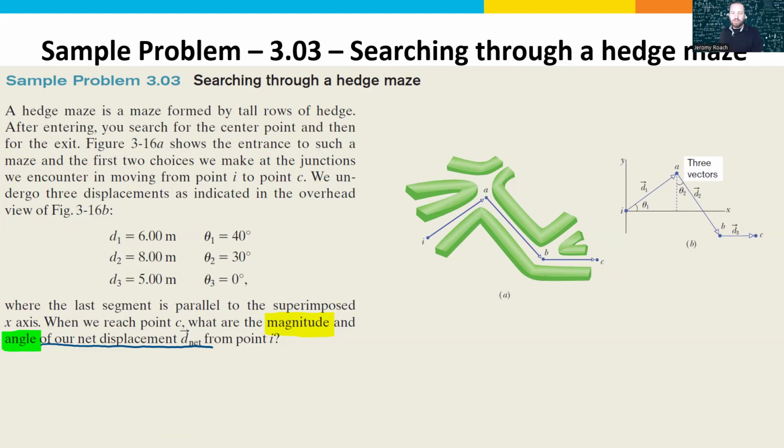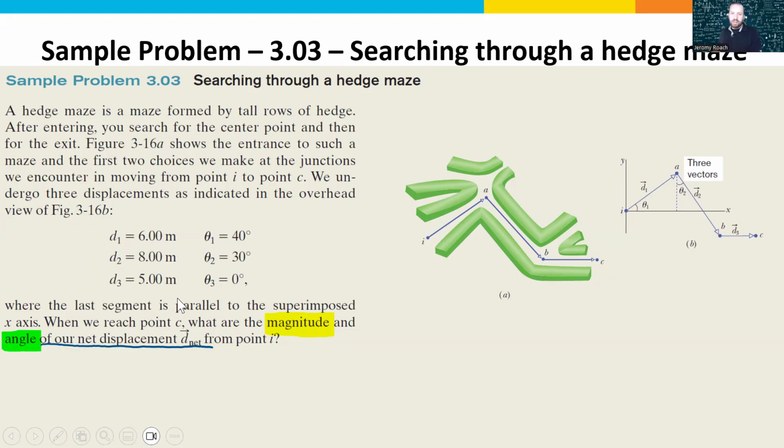So we're going to look at these different displacements. They give us some information. They say that displacement number one, vector D1, is 6 meters and it's at an angle of 40 degrees. And that's theta sub 1, and that's right here. D2, they tell us, is 8 at an angle of 30 degrees for theta sub 2. And note, this is 30 degrees here.